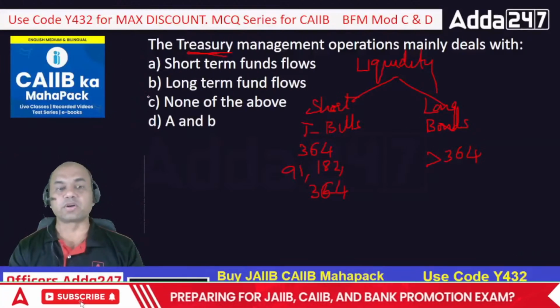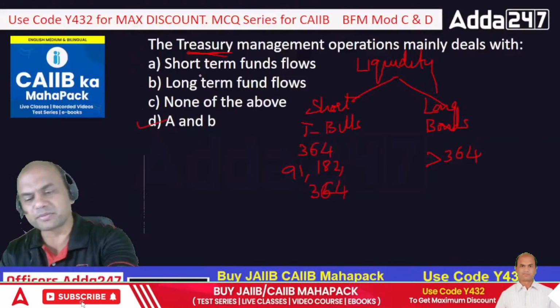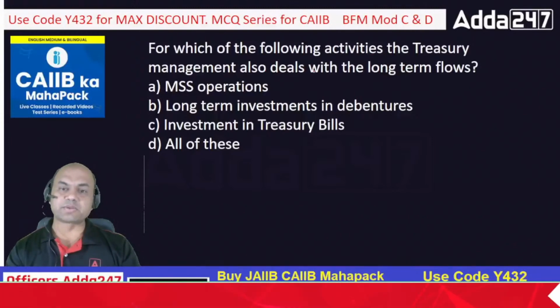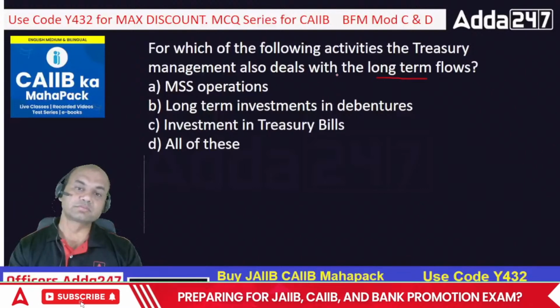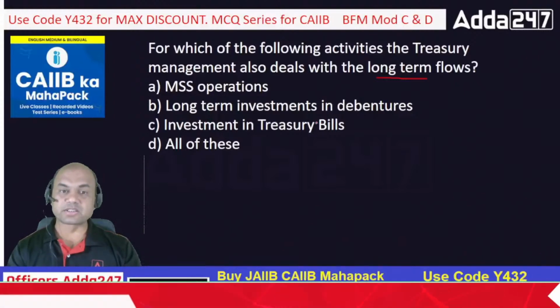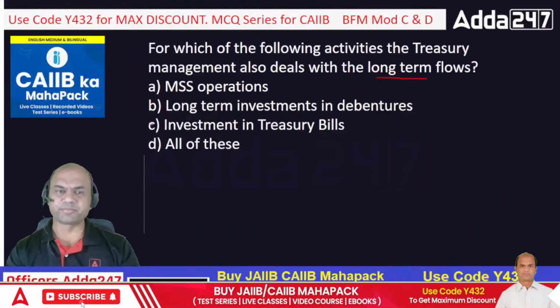So the answer is D, both A and B. Next question: for which of the following activities does treasury management also deal in long term flows? MSS, long-term investment in debentures, investment in T-bills, or all of these. So all of these means it includes A, B and C.